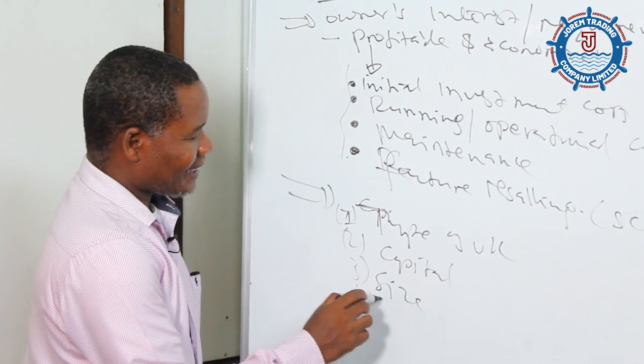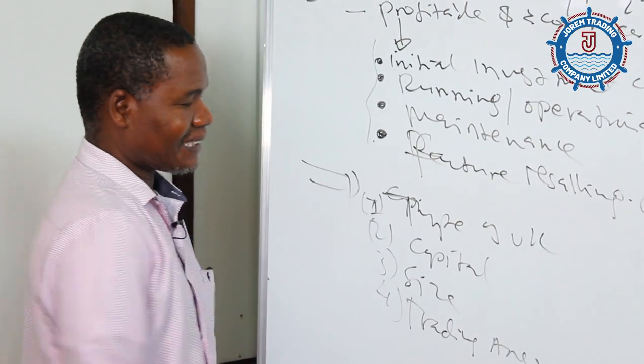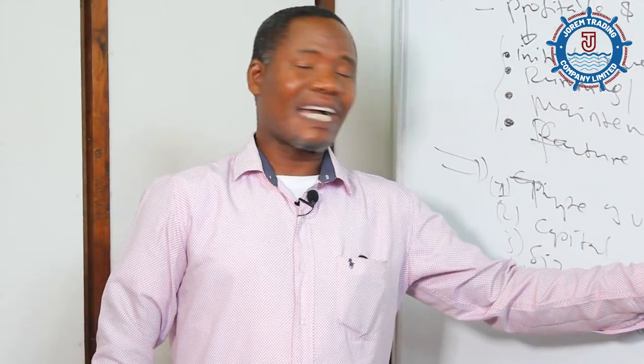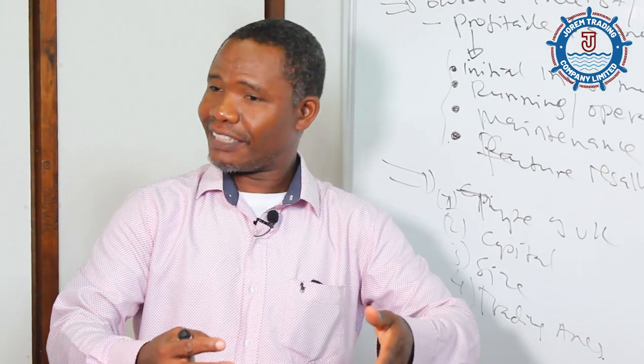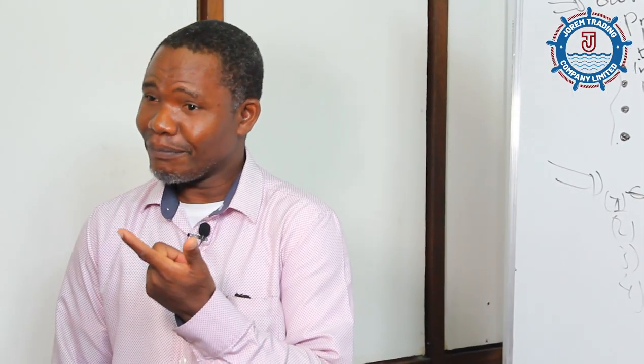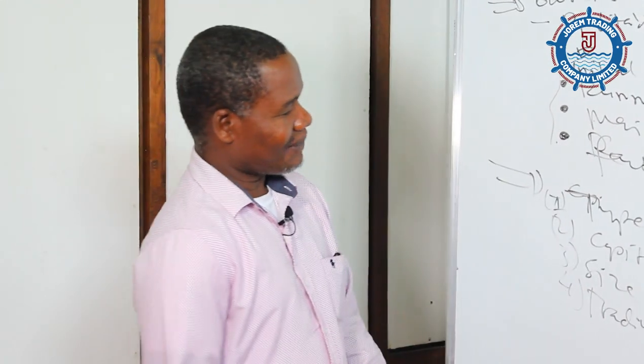And then, what's the trading area? Why do you think they ask about the trading area? Because probably this vessel is trading to ice-prone areas. Then it has to be ice-strengthened. And if the vessel is ice-strengthened, it means more money, because the plate has to be thicker. So all these things, that's why they have to know this.